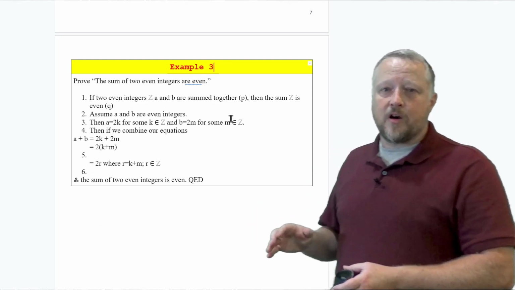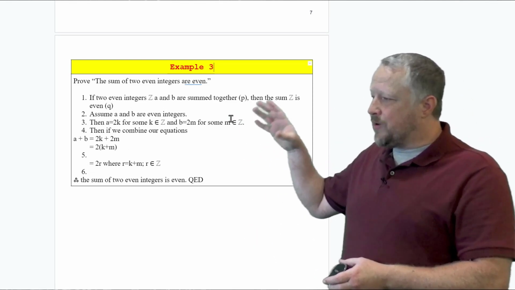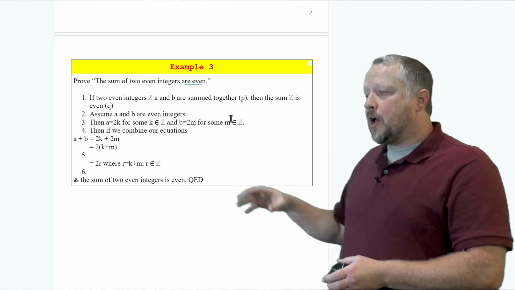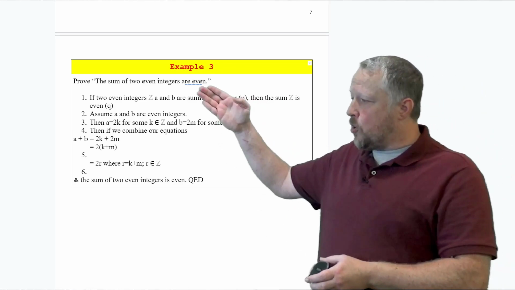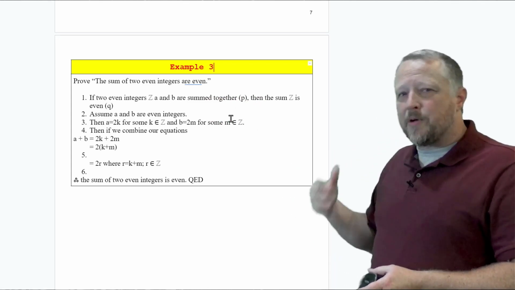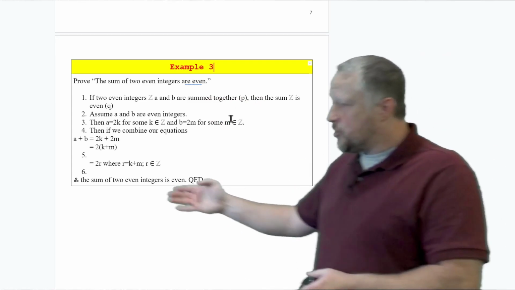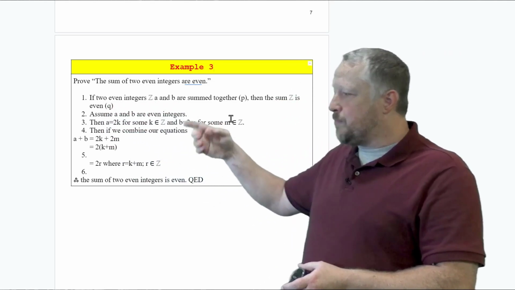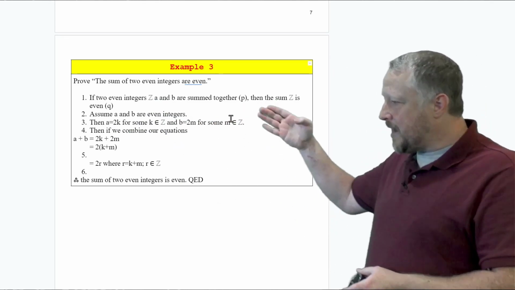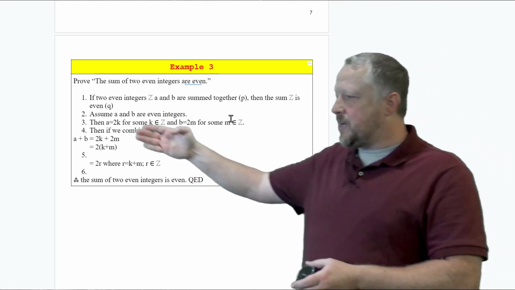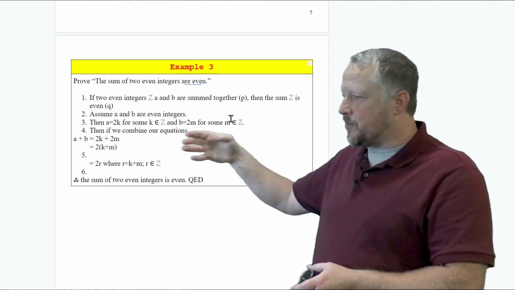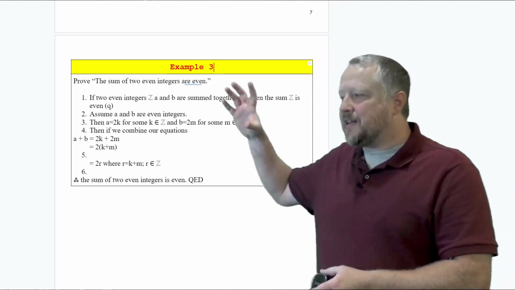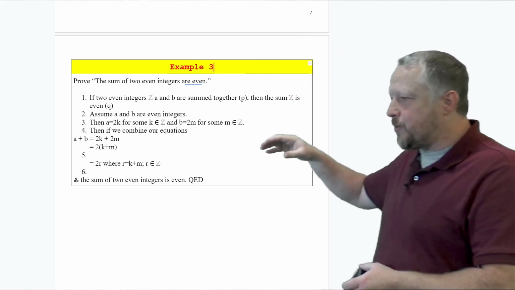Very similar problem for our next one, and that's this time the sum of 2 even integers is even, or are even. I think it should be is even, but whatever. Same overall setup. Notice the overall statement that we're given is not really set up in our P implies Q form, so we're going to go ahead and do that. If 2 even integers A and B, and notice that Z is for integers, are summed together, that's their P portion, then the sum of our integers is even, and that's our Q part of our definition. Again, the same setup with the same instructions that we had before.